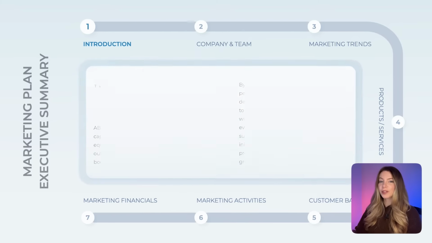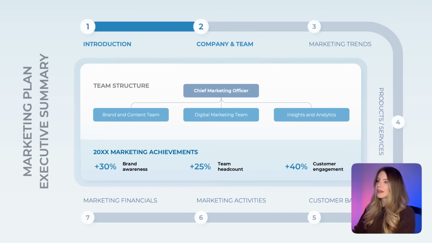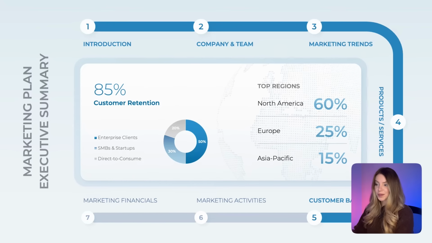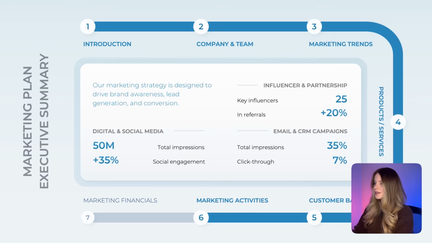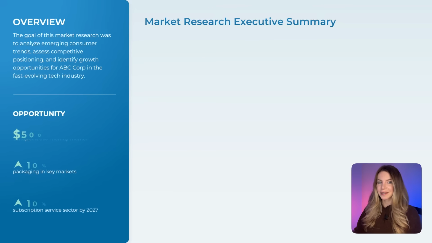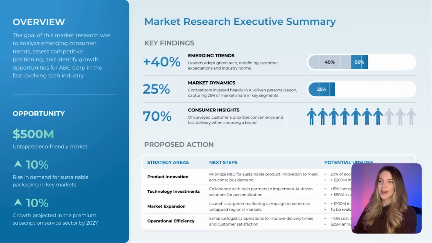We also have a multi-slide version for the marketing plan executive summary, which divides the summary into 7 key sections: the introduction, company and team, marketing trends, product services, customer base, marketing activities, and marketing financials. Another useful document for the marketing department is the market research report. In this case, the executive summary displays key findings from consumer to competitive analysis to inform business decisions.